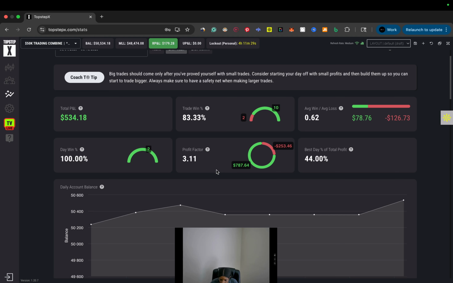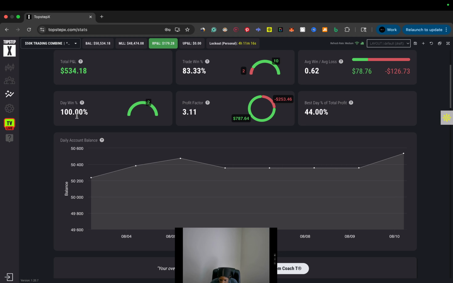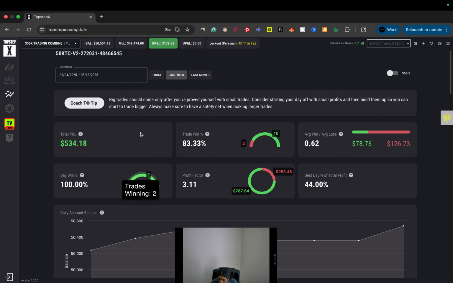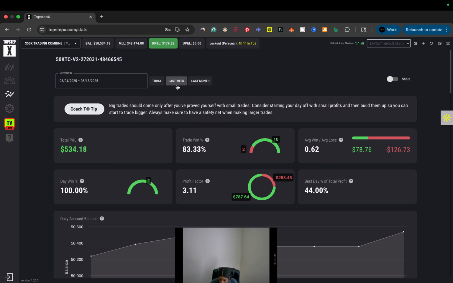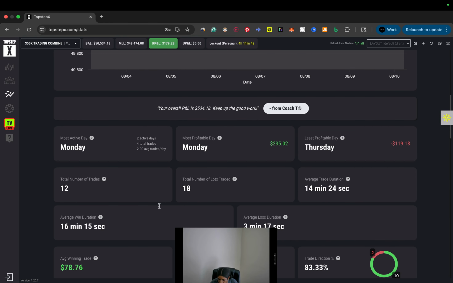Considering this whole entire journey learning how to trade, it's nice to see that my profit factor is where it needs to be. And my day win percentage is 100%. I guess that's based off of today and last week, because I definitely lost one day.